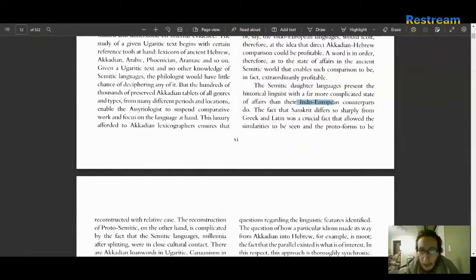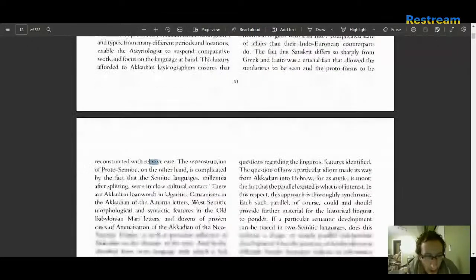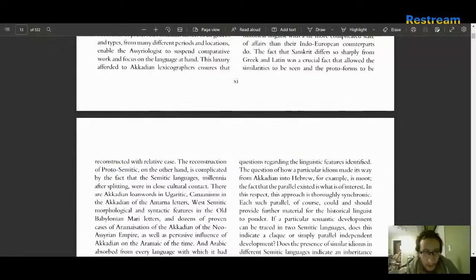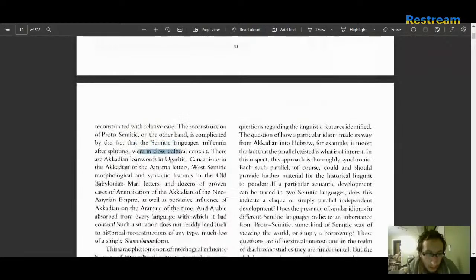Okay, so the Semitic daughter languages present the historical linguist with a far more complicated state of affairs than their Indo-European counterparts do. The fact that Sanskrit differs so sharply from Greek and Latin was a crucial fact that allowed the similarities to be seen and the protoforms to be reconstructed with relative ease. The reconstruction of Proto-Semitic, on the other hand, or in other words, the original Hebrew, is complicated by the fact that the Semitic languages, even after splitting, were in close contact with each other.